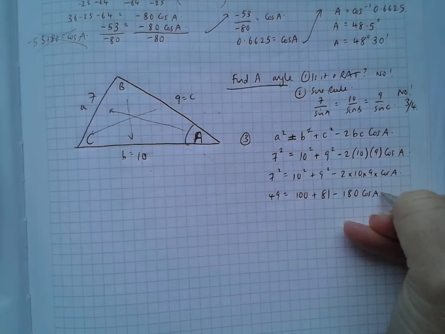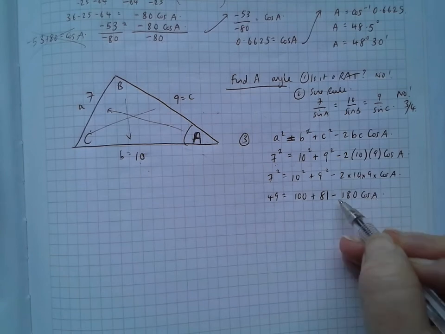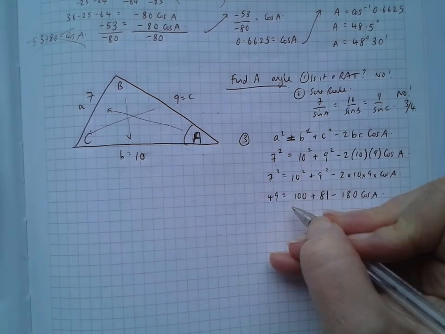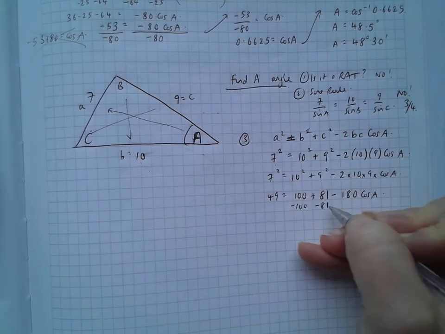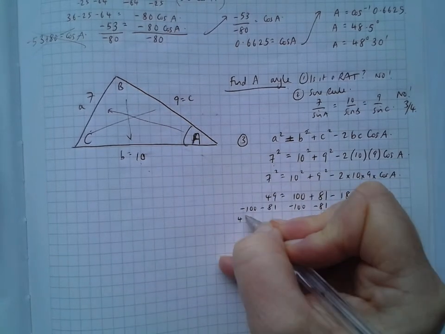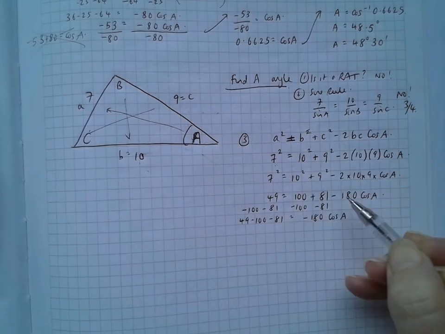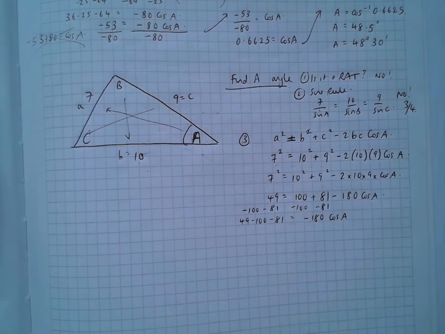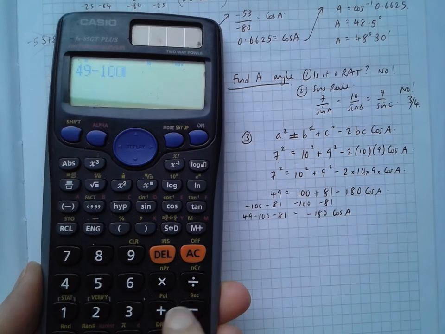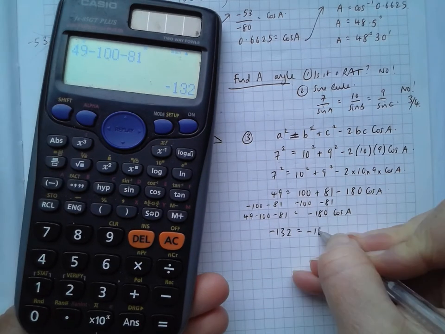Remember, this is all stuck together very tightly with maths glue. I can't separate them at present. I've got to get rid of these two first. So I'm subtracting 100 here and subtracting 81. I'm subtracting 100, subtracting 81. So I've got 49 minus 100 minus 81 is equal to minus 180 cos A, because those have been subtracted, they've been taken away. So I've got 49 minus 100 minus 81 equals minus 132 is equal to minus 180 cos A. Did you get to that point?